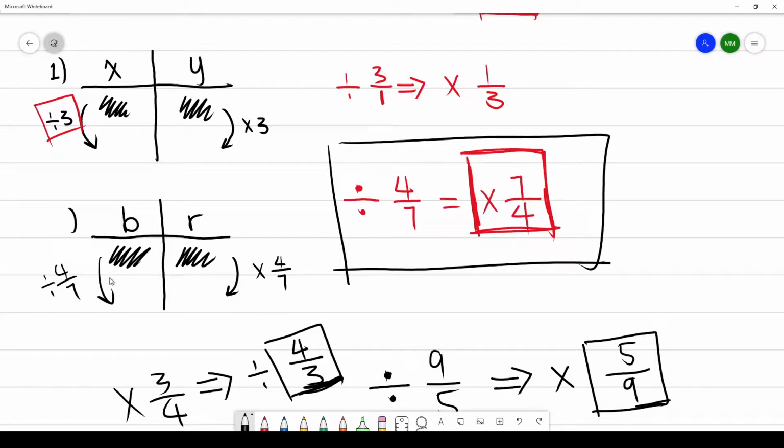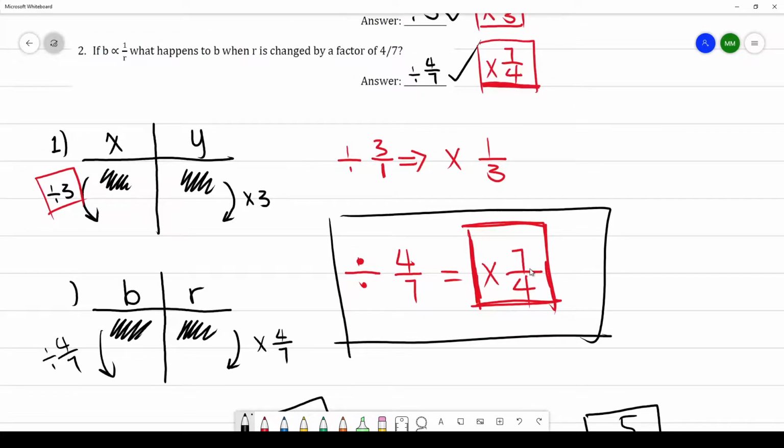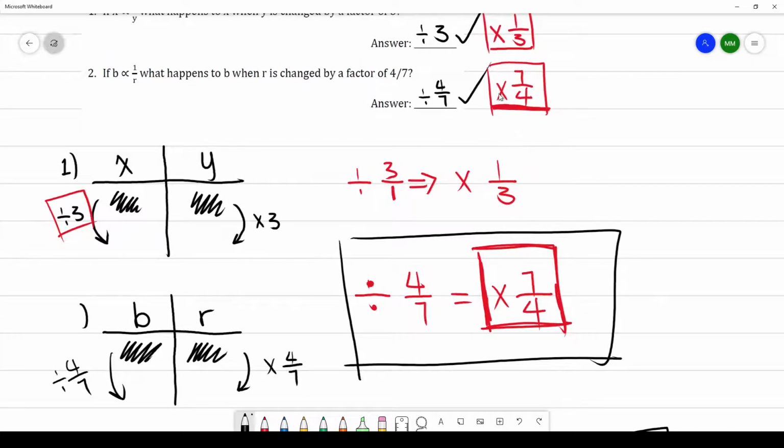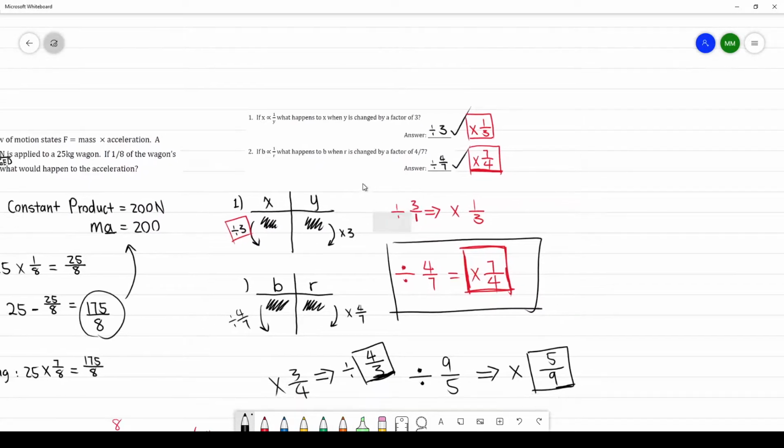Because of inverse proportion. But when I want you to express it as a multiplication, all you have to give me is say times 7/4, so the reciprocal. Okay? Good? Yes. Okay. So that was the homework.